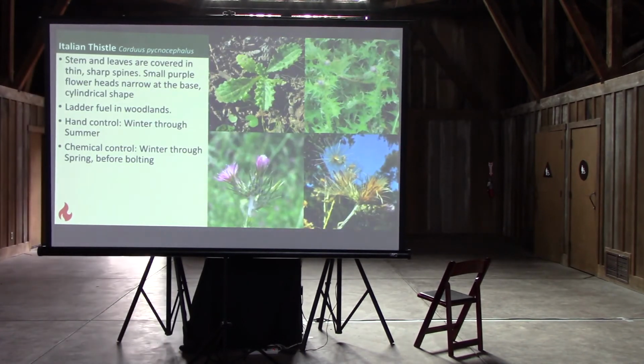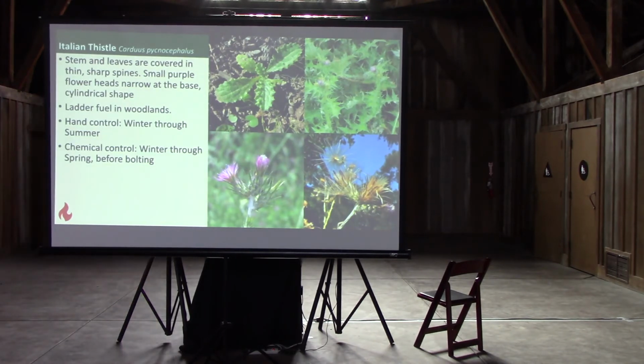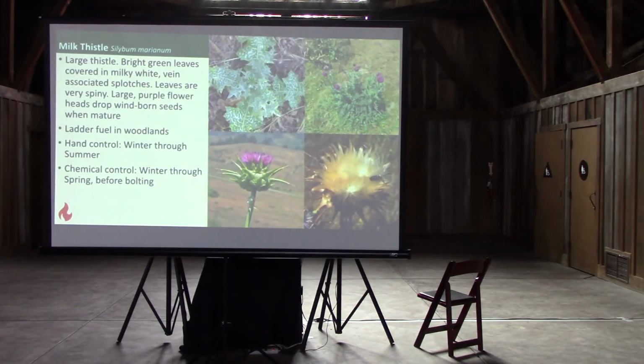The Italian thistle can look very similar. It's taller, it's more slender. It particularly comes into the woodlands as ladder fuel. It can be very large, dense stands. This one, all of these, you really want to get them before they bolt and absolutely before they set seed. These three, including milk thistle here, as you can see from the picture on the lower right, they have the distinguishing characteristic of creating huge numbers of seeds, which are very downy and fluffy, and they travel for miles.